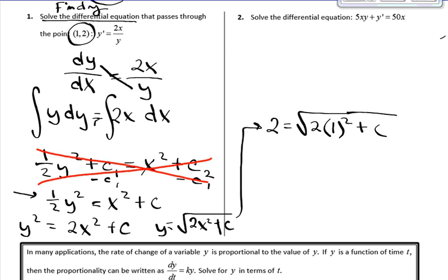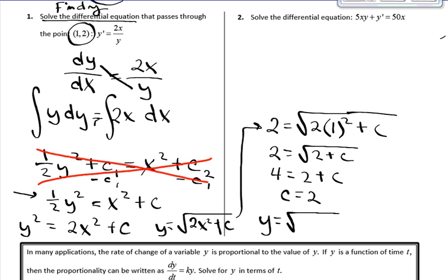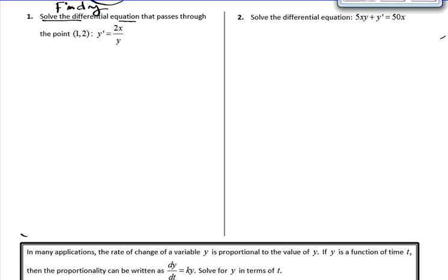If you wanted to solve for the c value and then solve for y, it does not matter. So then we have 2 equals the square root of 2 plus c. So that's going to be 4 equals 2 plus c, so c is equal to 2. So then my final answer would be y equals the square root of 2x squared plus 2. Okay, so let's look at a slightly different equation.